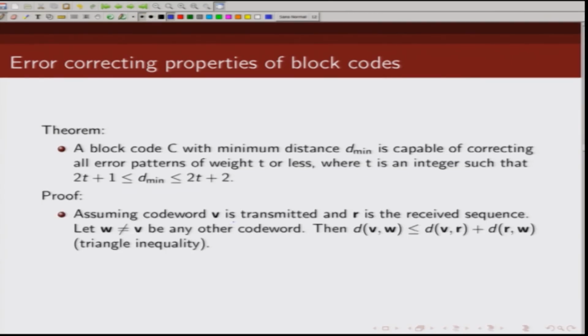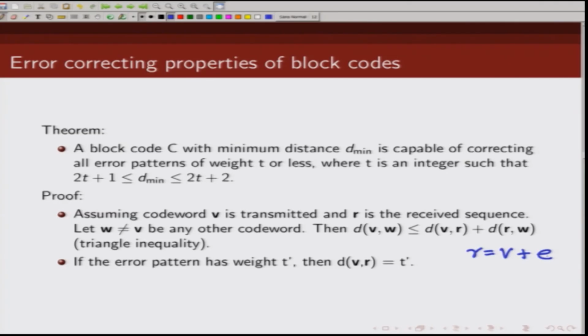Let us assume the code word that is transmitted is given by v, and what we received is the n-tuple r. Let us assume there is another code word w which is not the same as v. Now, we know from triangular inequality that the Hamming distance between v and w will be less than or equal to the Hamming distance between v and r plus the Hamming distance between r and w. Now, let us assume that the error pattern has weight t dash, and what is r? r is nothing but v plus this error pattern, correct. So, the Hamming distance between v and r is going to be the weight of this error pattern, which we are denoting by t dash.